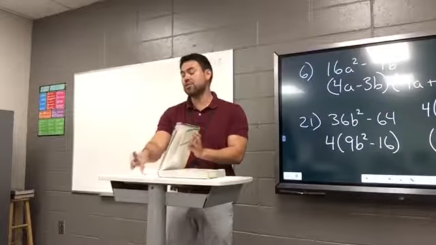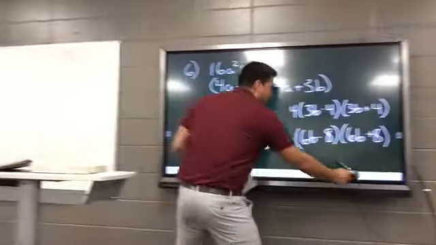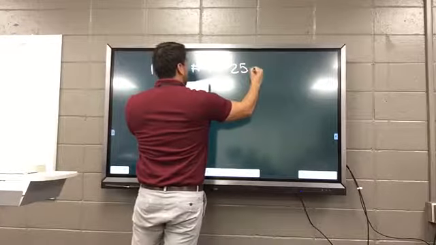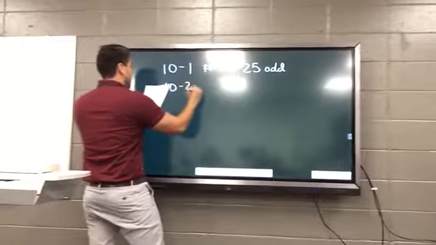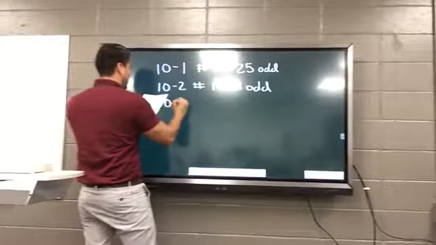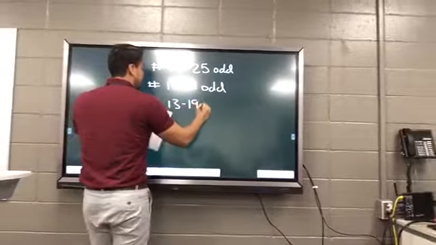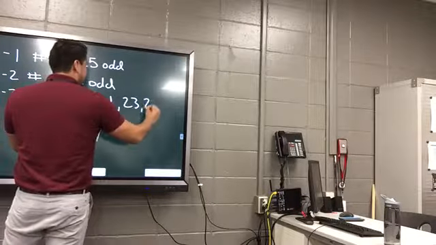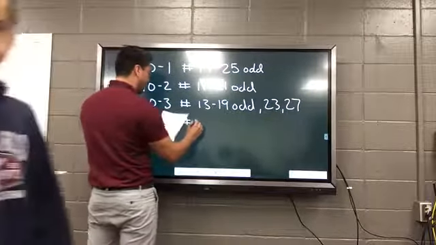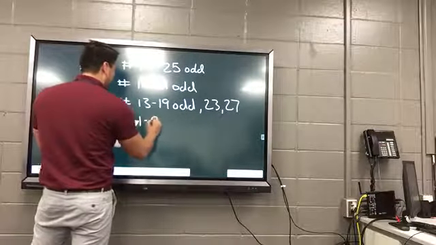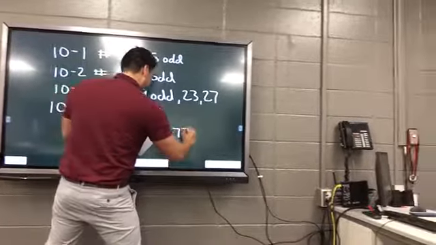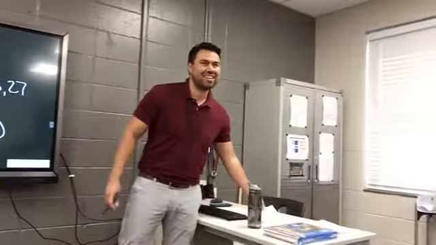Your homework. And you still have time. Don't leave yet. I'm going to have to write this on the board. It is complicated. 10-1, you're doing 19 to 25 odd. 10-2, you're doing 11 through 21 odd. 10-3, you're doing 13 to 19 odd, and 23 and 27. And 10-4, and I know it seems like a lot, it ends up being 19 questions, but you have time. 1 through 9 odd. I know. Practice.